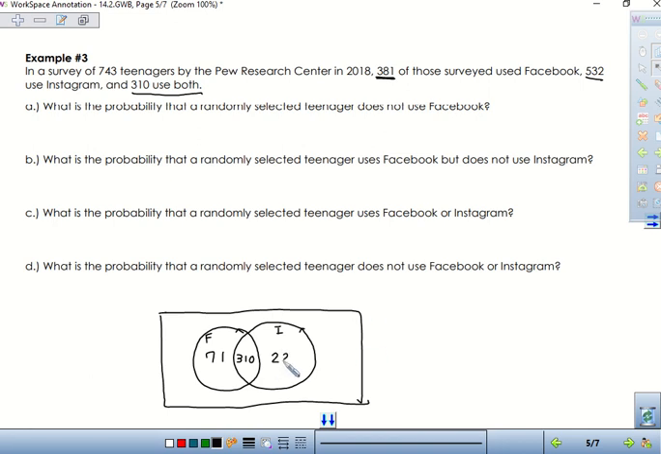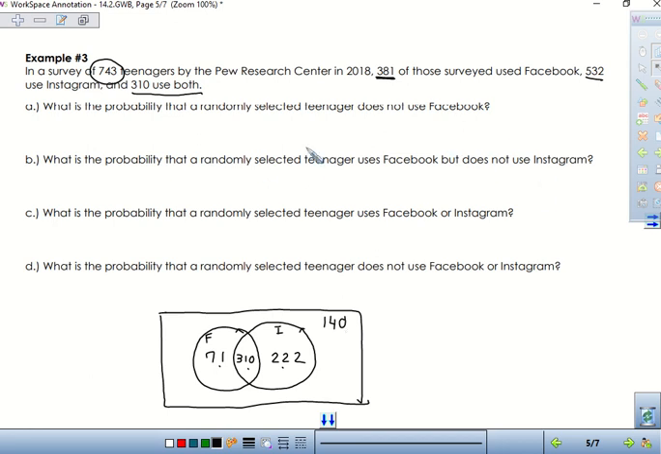222. And then lastly, is it guaranteed when we survey them that they use either one? No. So we have to take the total number of surveyed people and subtract away all 3 of these numbers to get anybody who wasn't accounted for in any of these circles. So 743 minus 71 minus 310 minus 222. That'll give you 140. So 140 people surveyed didn't use either Facebook nor Instagram.